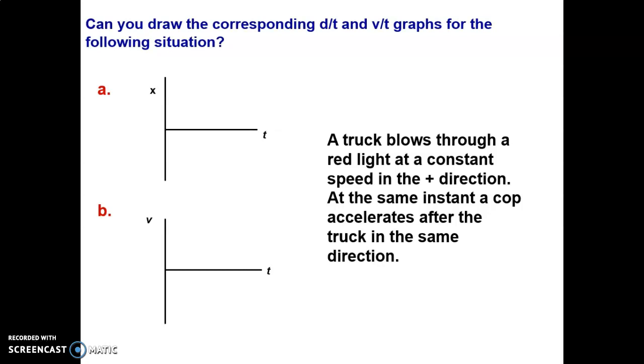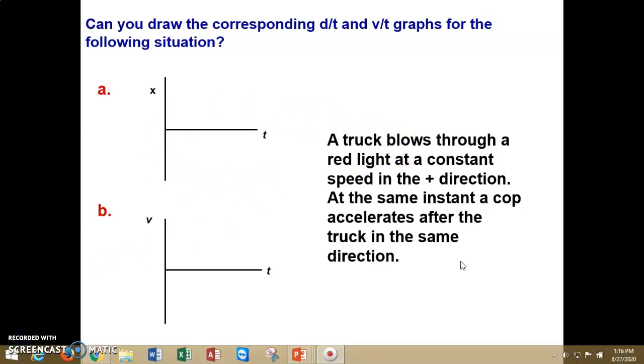Now at the same time that this person blows through that light, there's a cop sitting there and he tears after that person. But he was sitting at a stop. So these two cars, when they both pass this light at the same time, and that's when we start our timer. Can you draw the VT and the DT graph for these two different cars, the truck and the cop?